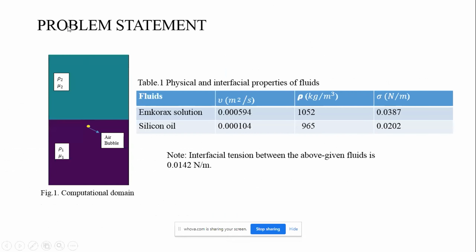So this is my problem statement. You can see the picture. The upper part is the lighter fluid, the lower part is the denser fluid, and this is a small air bubble, a small yellow-colored air bubble. All the data for the upper and heavier fluid I have taken from a paper. The interfacial tension between the two fluids, you can see, is 0.0142 newton per meter.